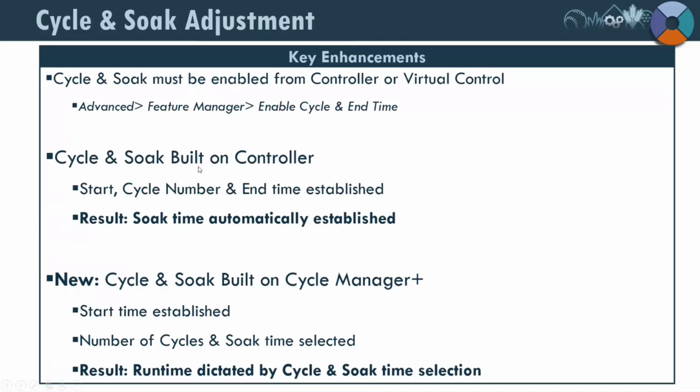So with cycle and soak built on the controller, the soak time is automatically established based on the parameters you set. You'll set your start time, you'll set your station run time, you'll indicate the cycle number, and the end time will be established as well. So based on the end time you set, you will have a soak or you won't, with the number of cycles. Extending the end time will extend the soak time, but you cannot customize that soak time. So we've had some feedback that that's not as user-friendly.